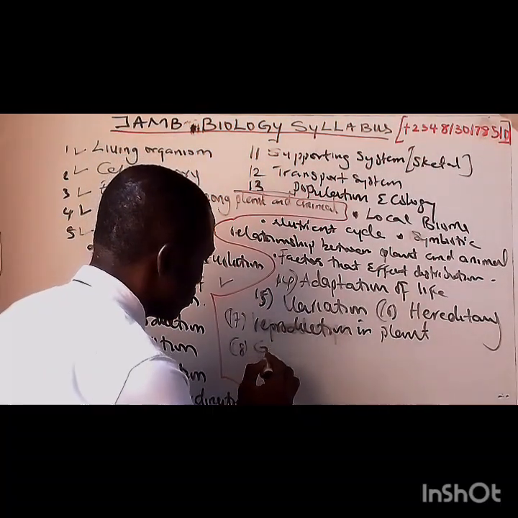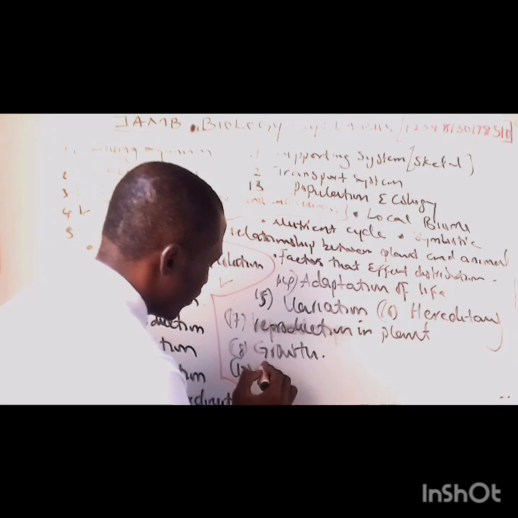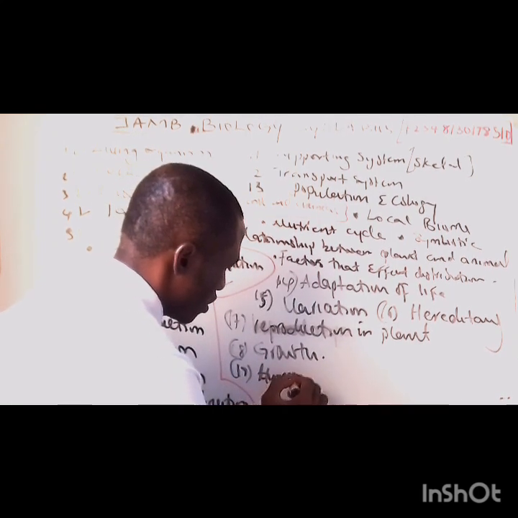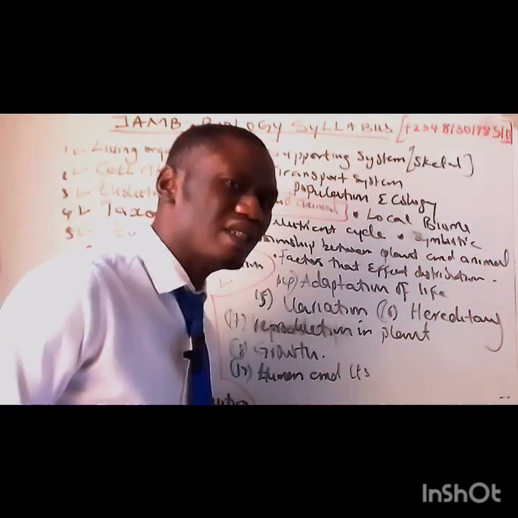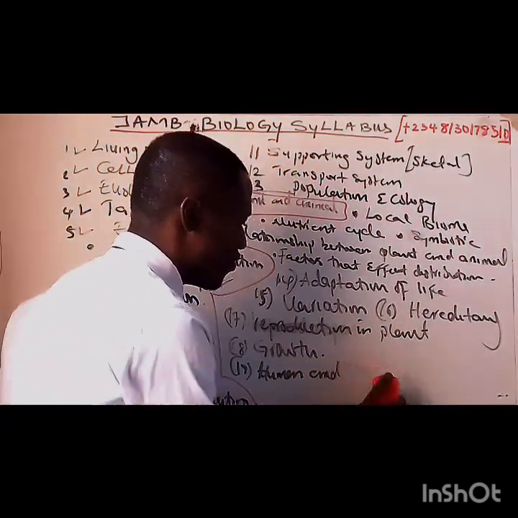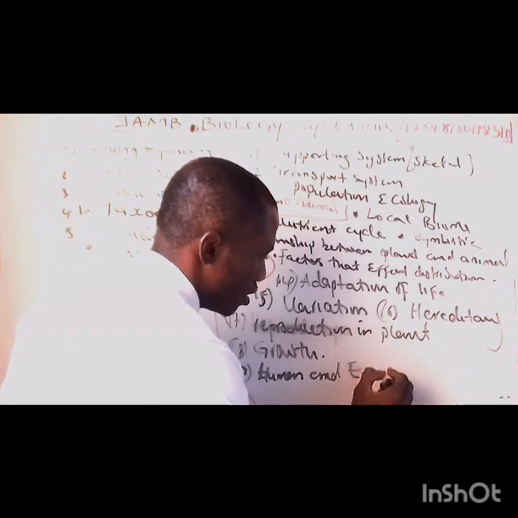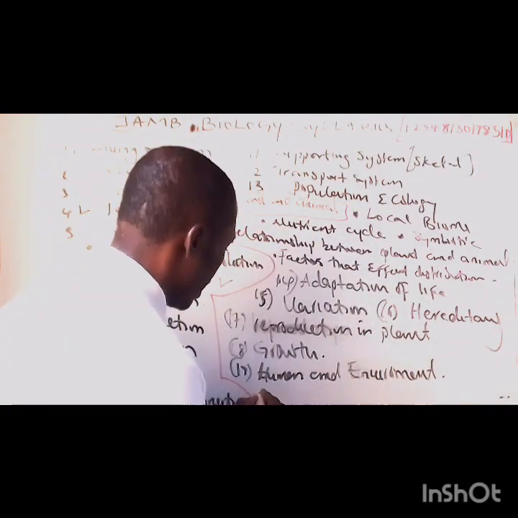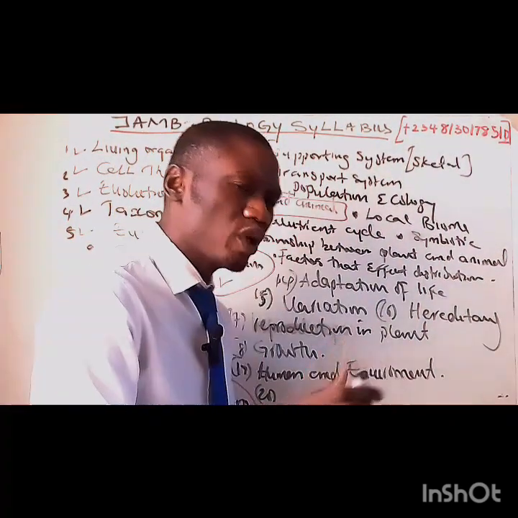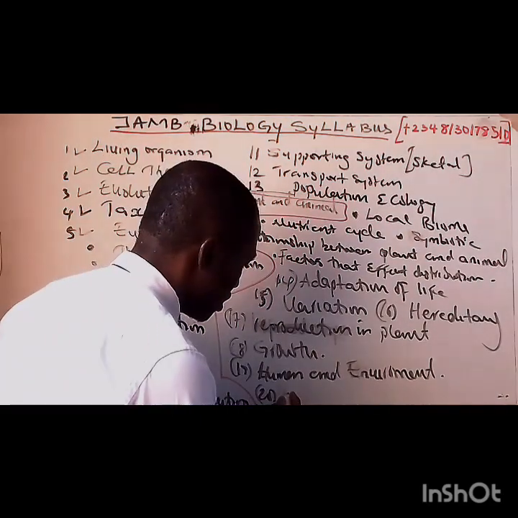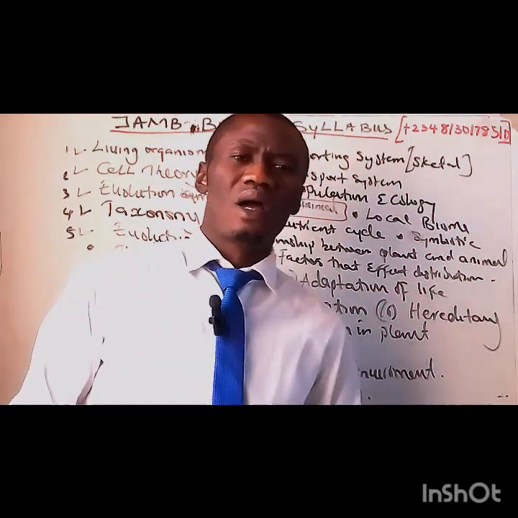We have growth. Growth, 19. We have human and his environment. I don't know why they put it as its environment. It's supposed to be his environment, human and environment. Or you make the right word, human and environment. And then 20 is the microscopic organisms. Everything on microscopic organisms. Or call it microbes. Okay, microbes. You need to know about microbes.